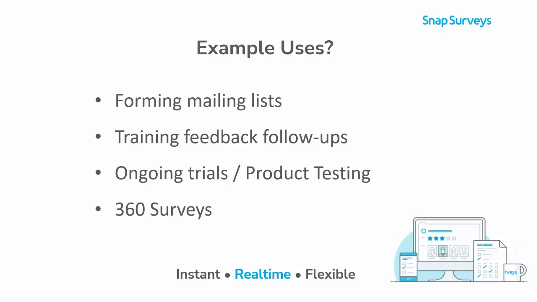And then the last example, 360 surveys. So this is where an employee is rated or reviewed by a number of different people. So rather than it just being a two-way review between perhaps an employee and a manager, here an individual might be reviewed by 3 or 4 more colleagues, perhaps clients, suppliers, managers, or anyone else that might work alongside or with that individual.